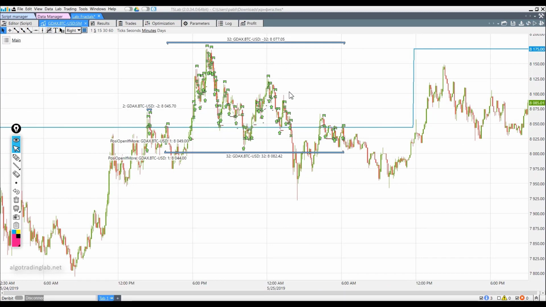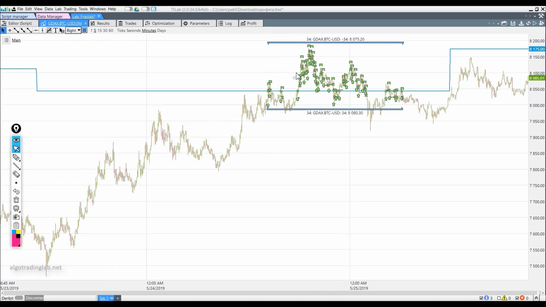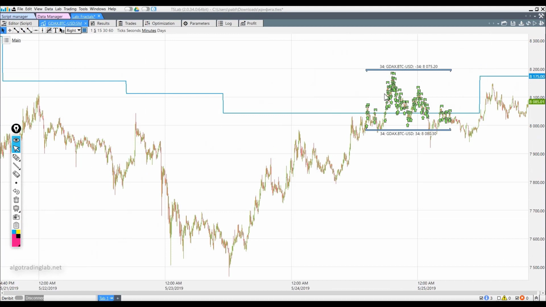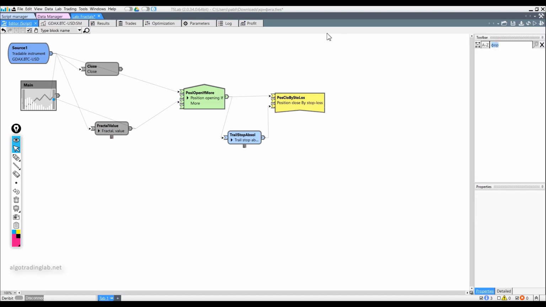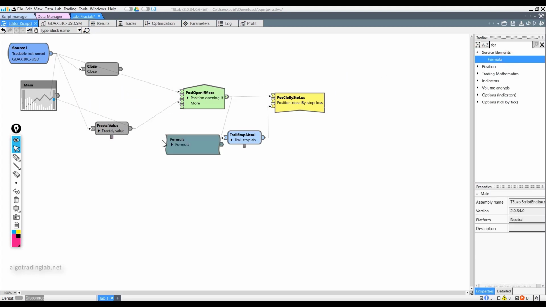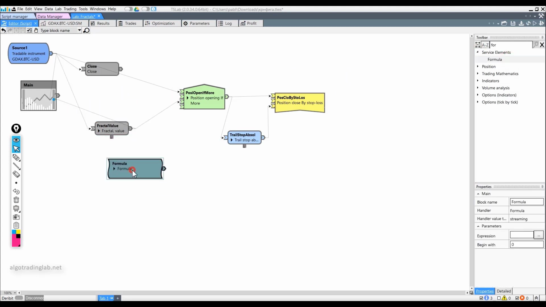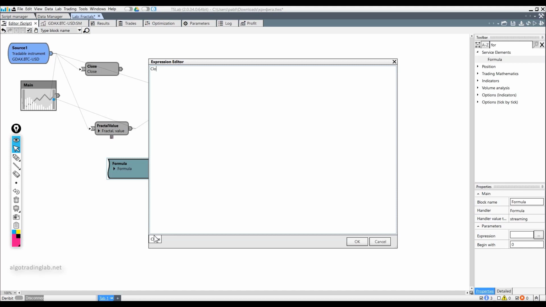Well, after closing the first trade, the price remained above the fractal level and the block triggered a new position to open. Thus, it became a lot of micro trades. To eliminate this problem, we need to take the formula block. In the editor, we can enter a condition that the current closing price should be less than the level of our fractal before opening a position.